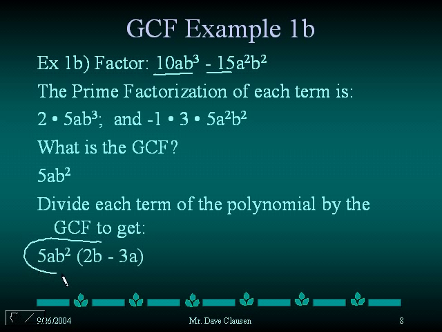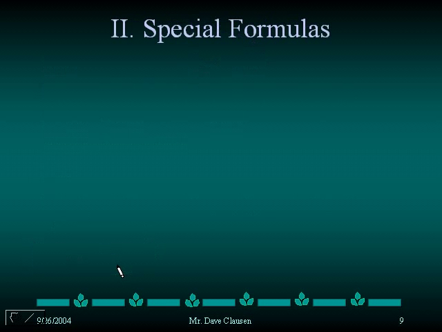So that's our prime factorization of our original polynomial. So from 10ab to the third minus 15a squared b squared, its prime factorization is the greatest common factor, 5ab squared, distributed to the binomial 2b minus 3a.